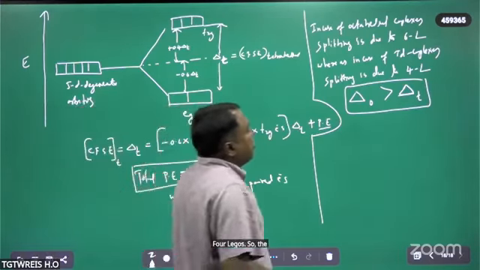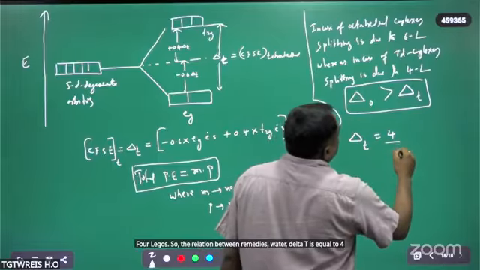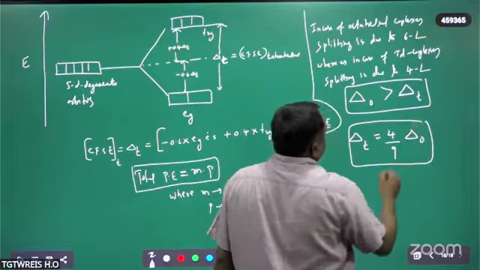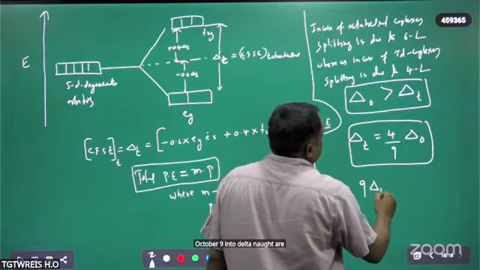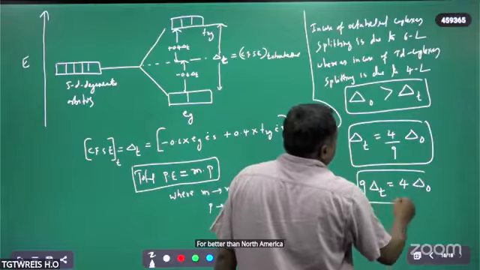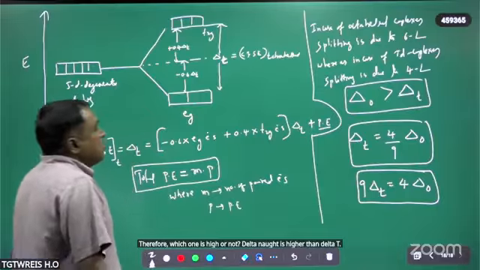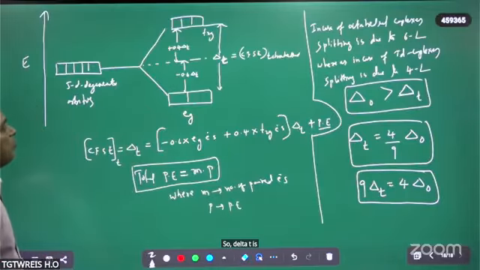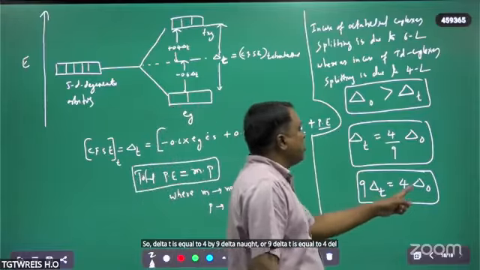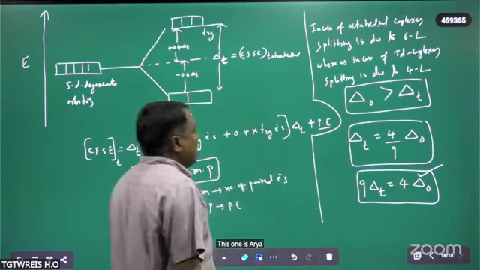So the relation between them: delta T is equal to 4 by 9 into delta naught, or 9 delta T is equal to 4 delta naught. Therefore, which one is higher now? Delta naught is higher than delta T. This one is higher and delta T is lower.